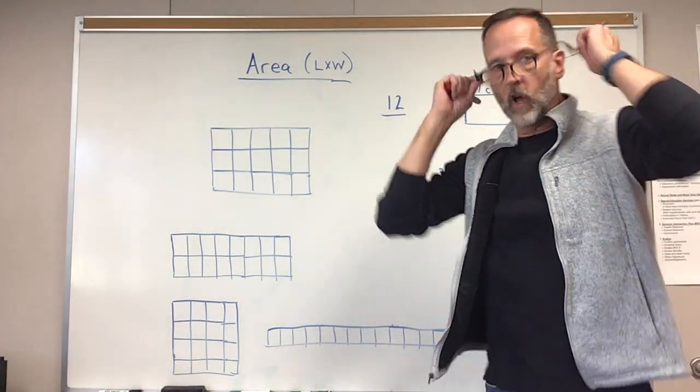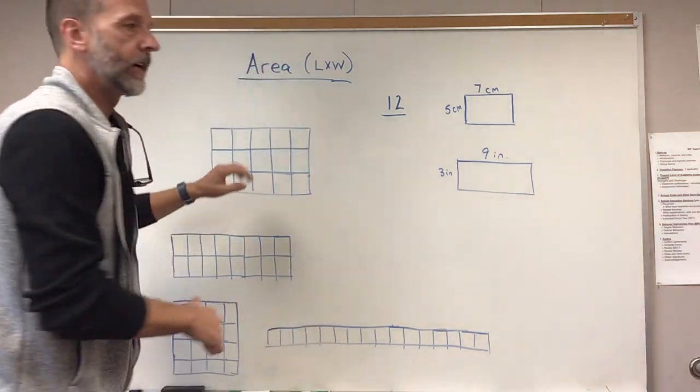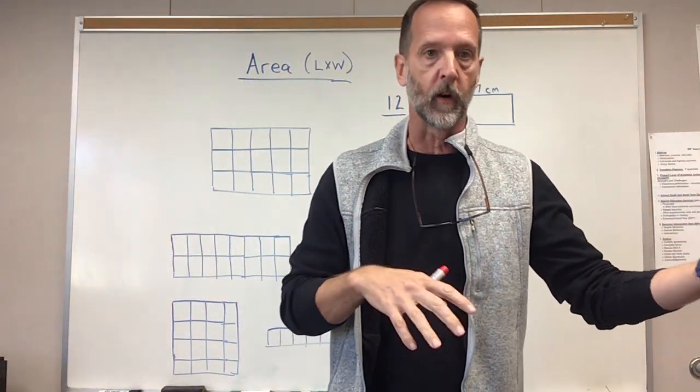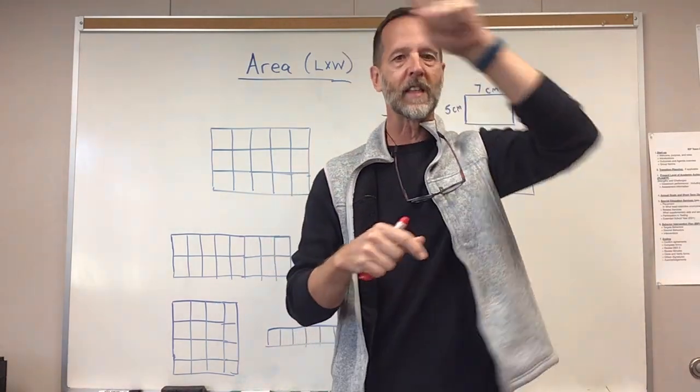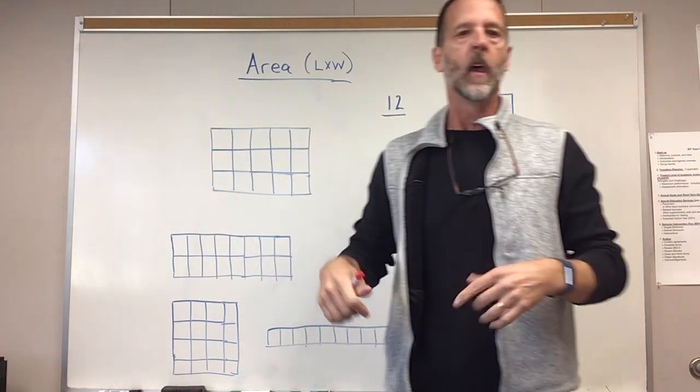Hey gang, let's talk a little bit about area today. How to find area. When we talk about area, usually area goes together with perimeter. You probably hear them both together in class. We already know perimeter is the outside. Perimeter is all the way around the outside of a figure.